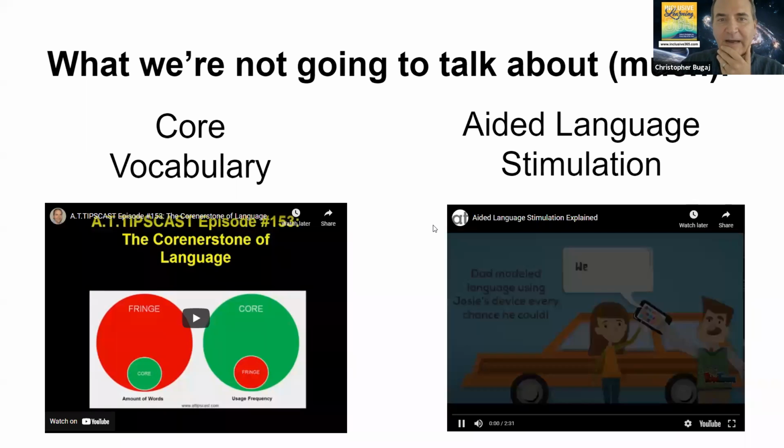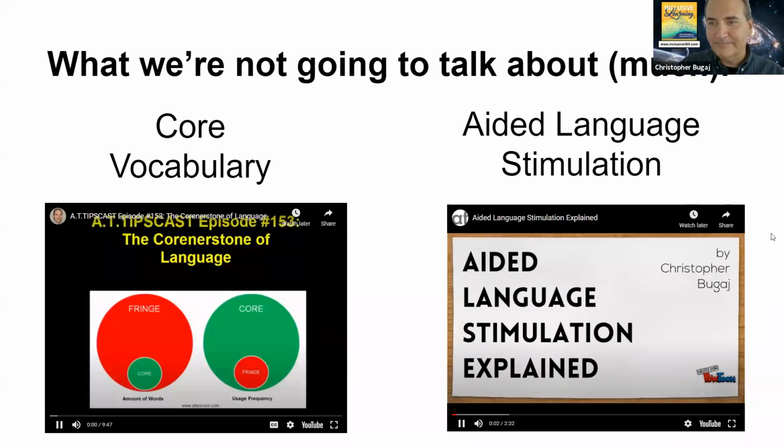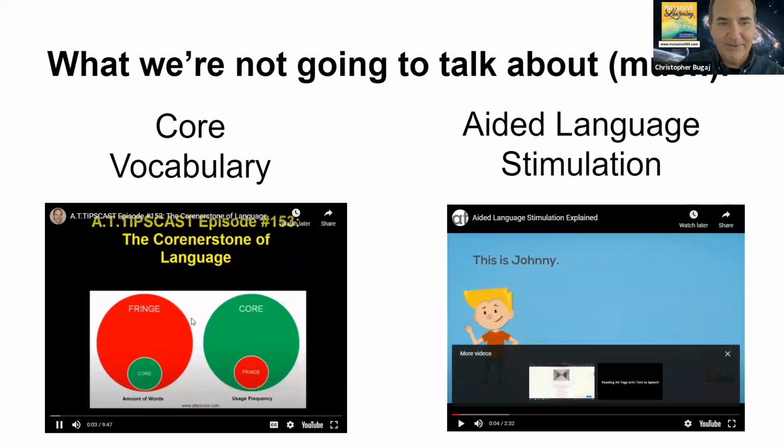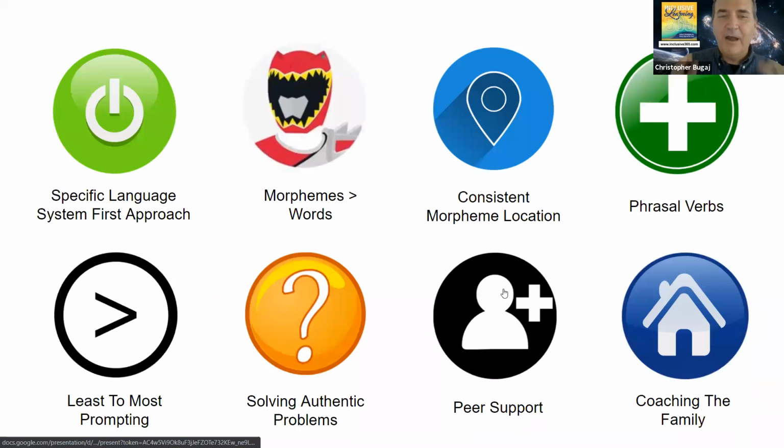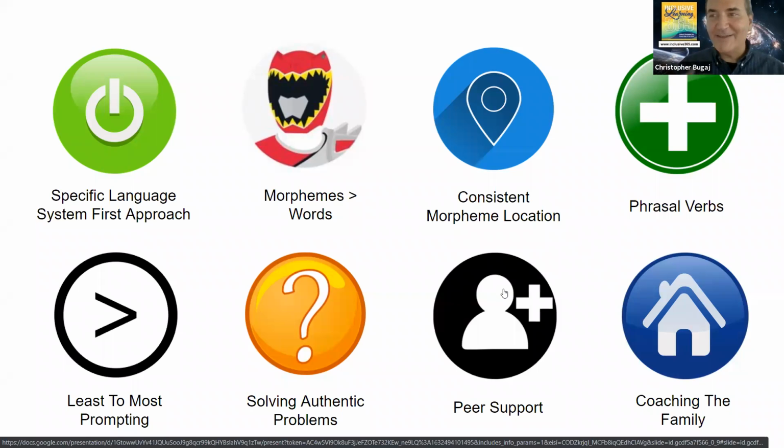So the next thing we're going to talk about are these. You'll note there's not 7, there's 8 things on the screen. I added an 8th one here to talk about. And so here's what they are. The specific language system approach, morphemes over words. That little sign there means morphemes trump words, or morphemes are greater than words. Consistent morpheme location, phrasal verbs, least to most prompting, solving authentic problems, peer support, and coaching the family.